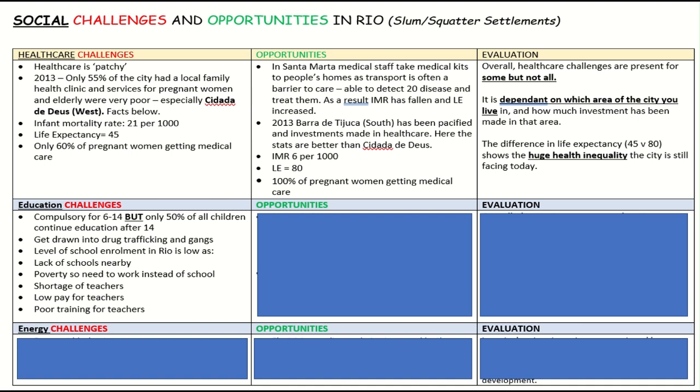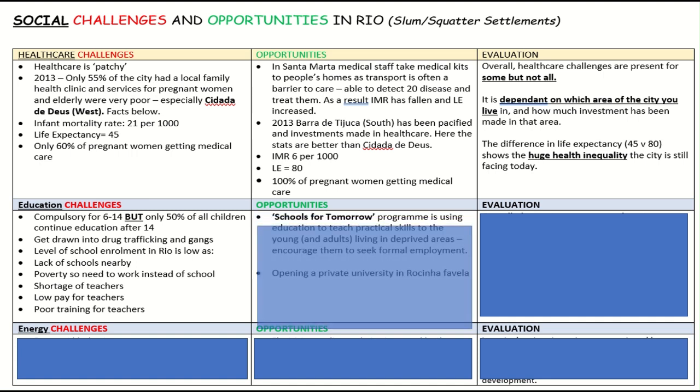And it's not just about them having no schools, it's about them being able to staff those accordingly, people with the qualifications to actually teach. When you consider that only 50% of children continue education after 14, never mind then going to become teachers and actually work in these schools.